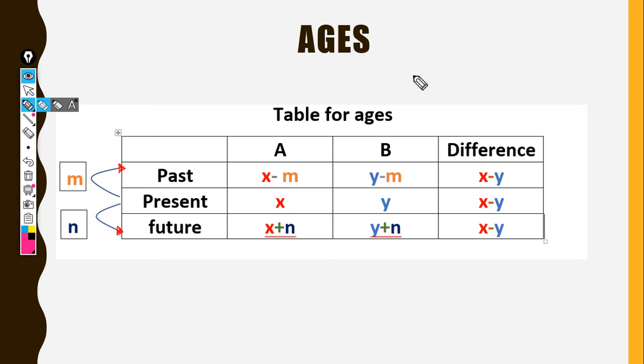Then the question will not be asked directly. They would ask something like, what are the ages 5 years back? 50 minus 5 means 45, and my age 20 minus 5 is 15. My age is 15 and my father's age is 45 before 5 years. The question will be asked like that.